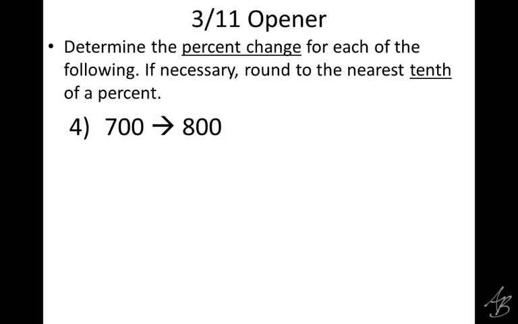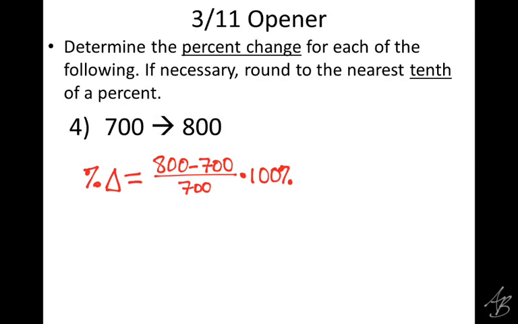Next one, we have a stock that's worth $700 per share. It's a pretty expensive stock, but then it goes up to $800 a share. Carl, you want to help me with this one? All right, percent change equals 800 minus 700, divided by 700 times 100%. And what do we get for this one, Amaze?